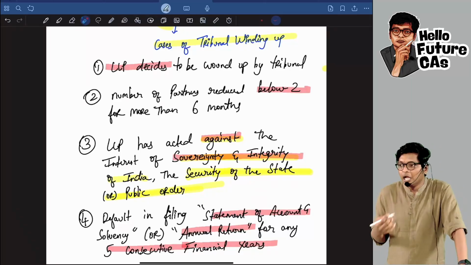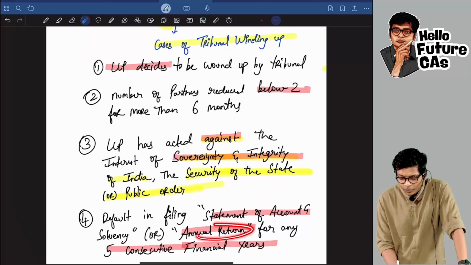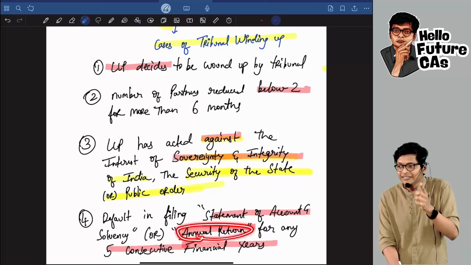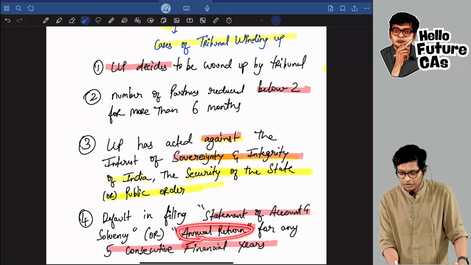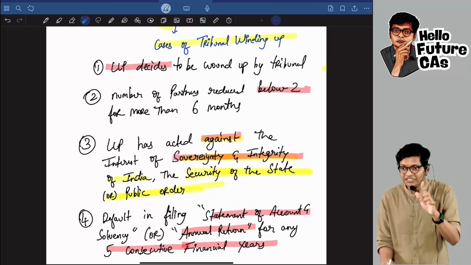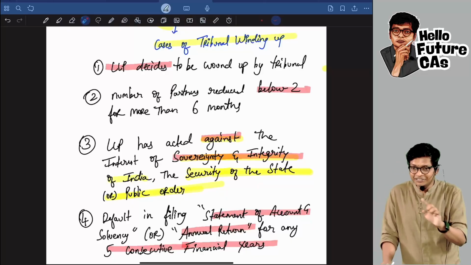Very simple. How to remember, sir? In the annual return, FS is not there. Whenever there is no FS details, 60 days. Statement of account, FS needs time, 6 months. Not just here, in all acts.